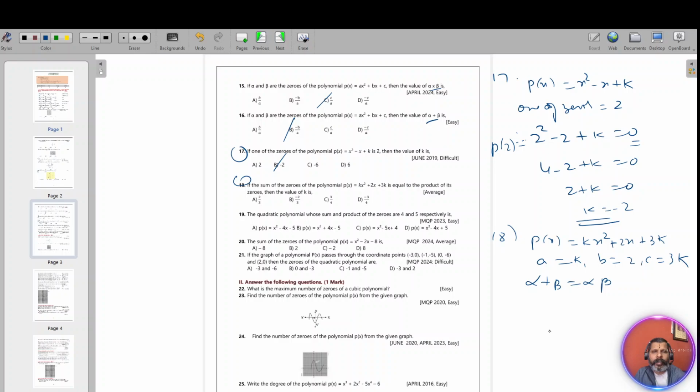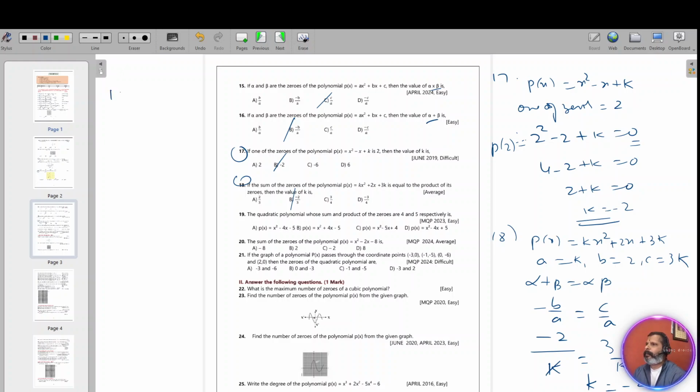So b is 2, a is k, c is 3k, a is k. Okay. Then check out. K cancels in the denominator. K becomes minus 2 by 3. What is the option? Minus 2 by 3. B it is.